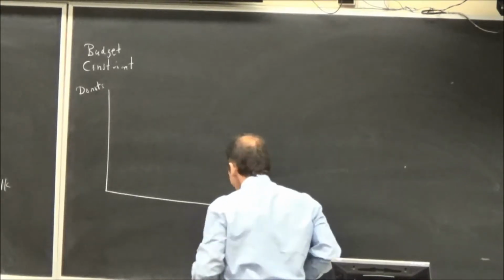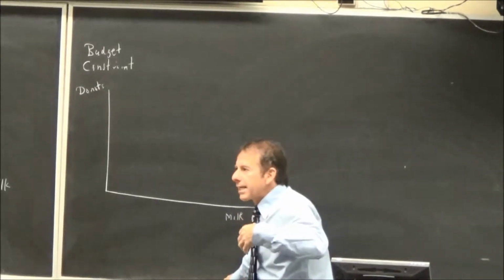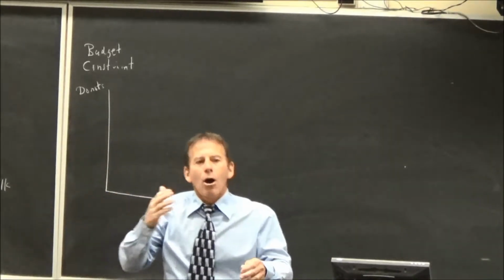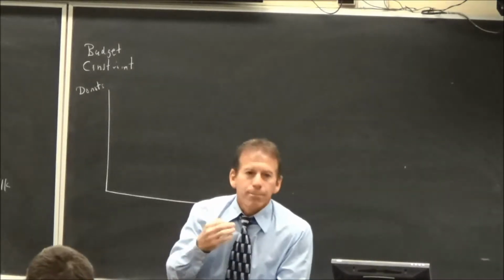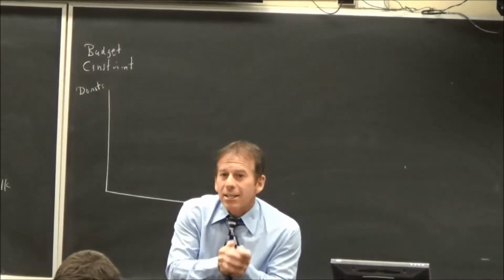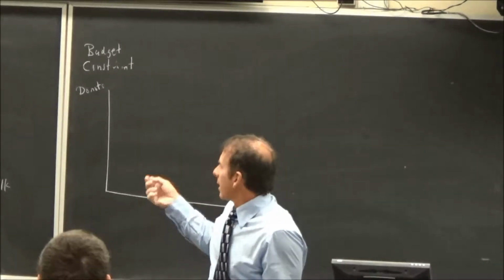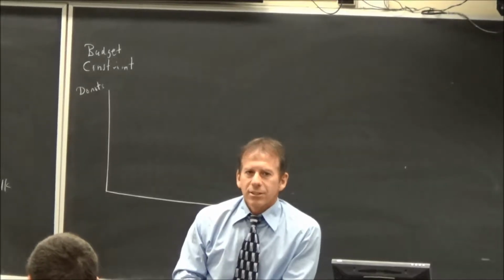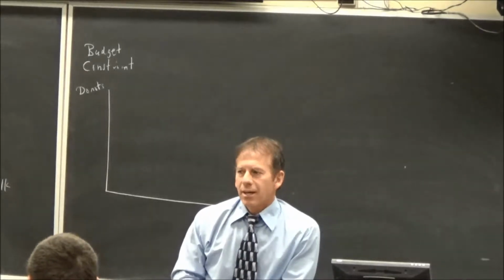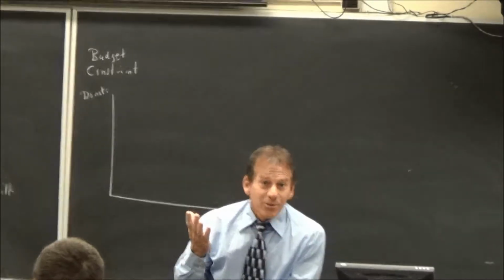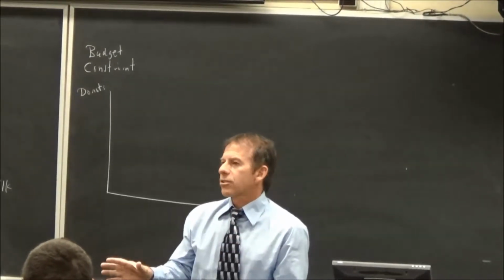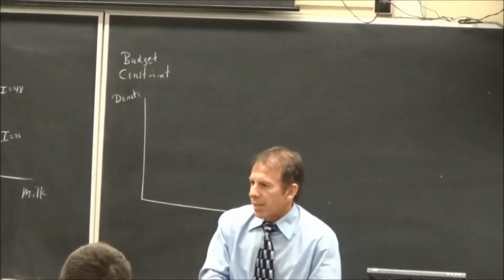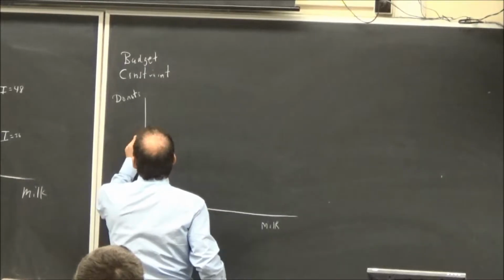Now, a point on this line here, the budget constraint, measures how much you could buy. How many donuts could you buy given the income that you have? What's the answer? 5. How'd you get that? You have $5, you walk into a store, donuts are $1 each, how many can you buy? 5.